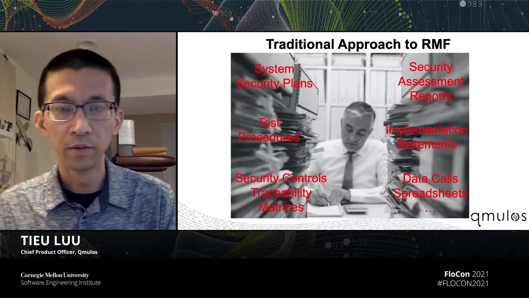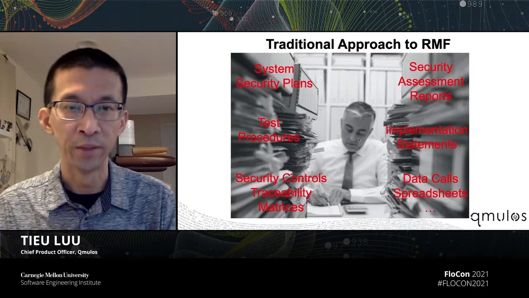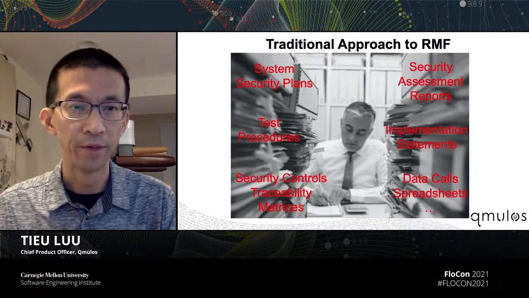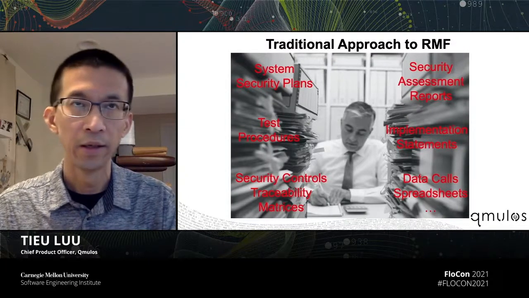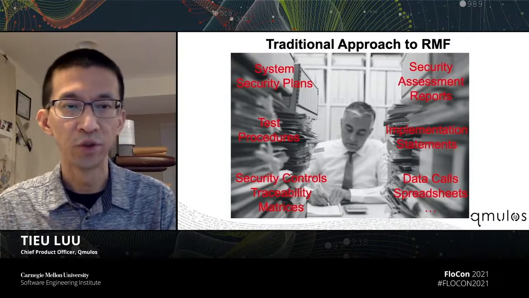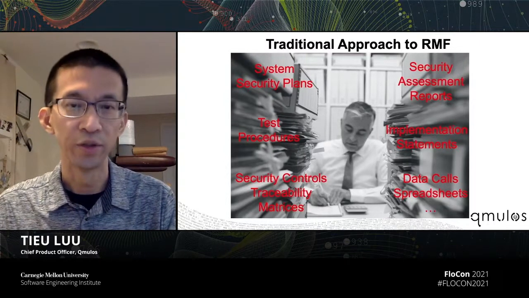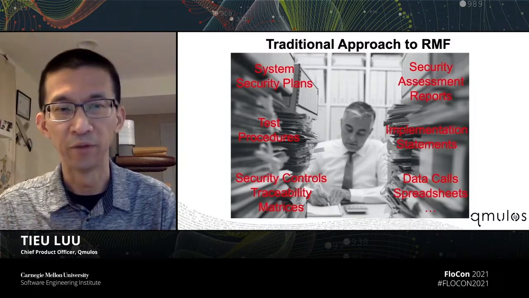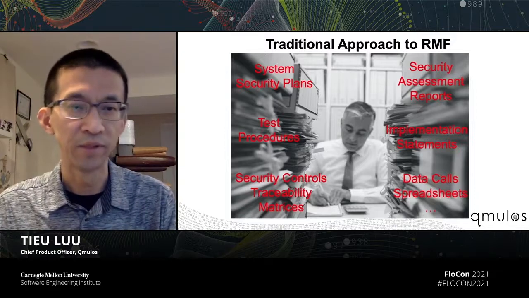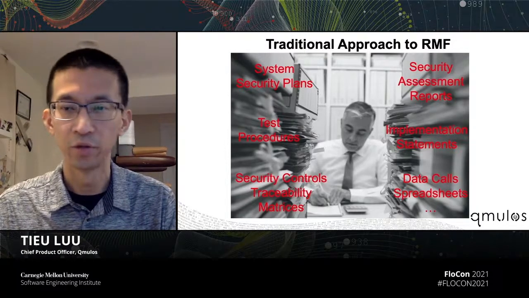So when we talk about risk management, compliance management, this is probably what most people think of. A lot of very manual, labor-intensive processes, a lot of data calls, and just a lot of documentation, right? So you're writing system security plans that are hundreds of pages long. You're writing implementation statements describing how you've implemented your controls. You're documenting the test procedures for how you've tested those controls.